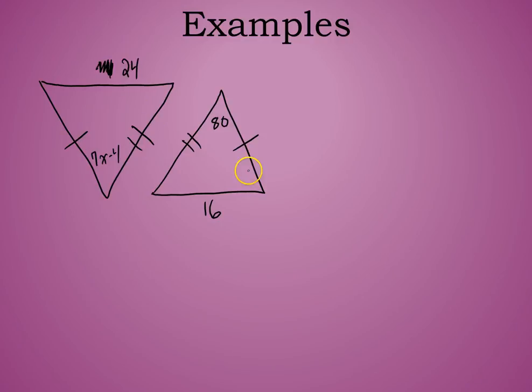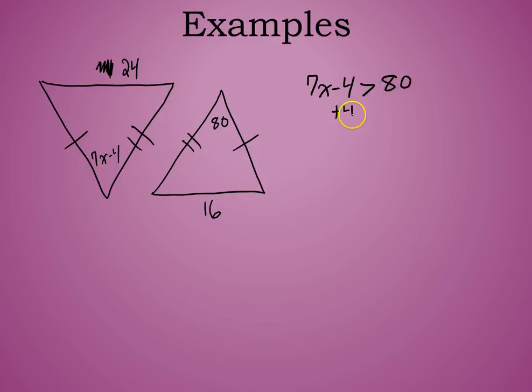So we have our two triangles again. We have two sides in each triangle. Our angles are the ones of the unknown. So this side is 24, this side is 16. So this 7x minus 4 has to be the bigger of the two angles. So I'm going to say 7x minus 4 is greater than 80.